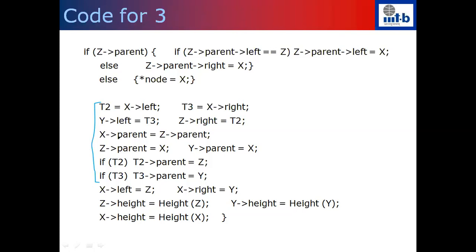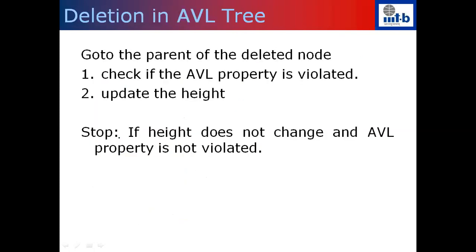Once we know how to do rotation, we will discuss how to do deletion. What we said is: check if the AVL property is violated. If the AVL property is violated, just call the rotate function. And if this is not the case, then see if the height needs to be updated. If the AVL property is not violated and the height is also not changing, then your algorithm stops, right? So this is what you do after you delete a node.